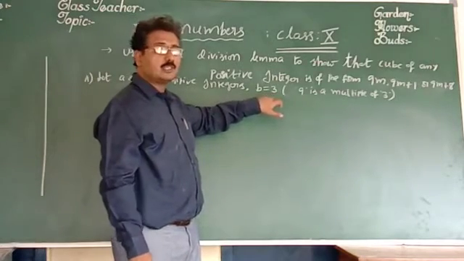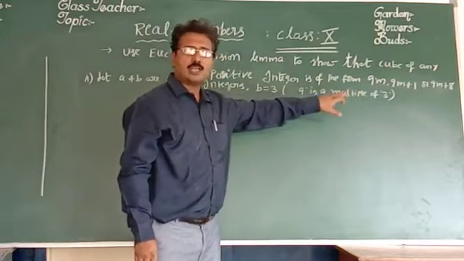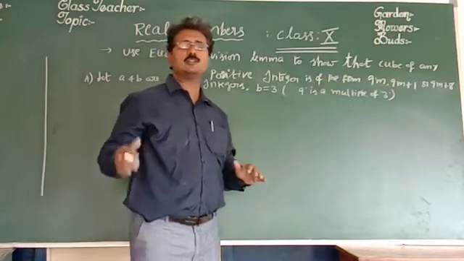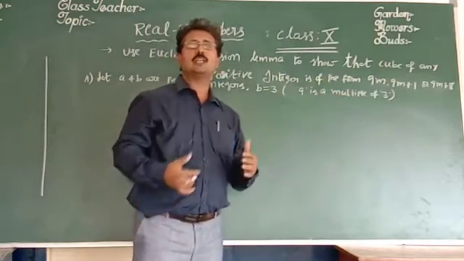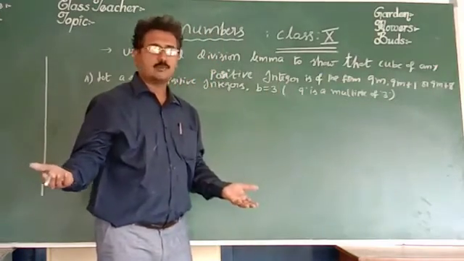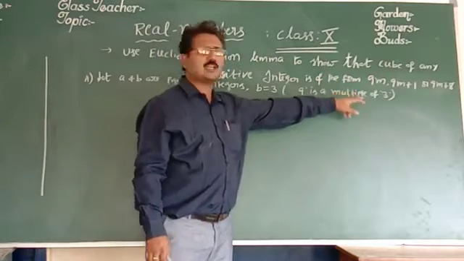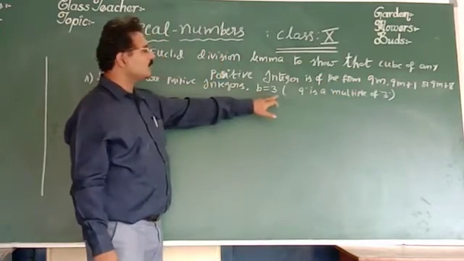Why do we write b is equal to 3 here? No need to write b is equal to 9. If you write b is equal to 9, the remainders are 0, 1, 2, 3, up to 8, and we have to write all of them. The problem is complicated. We can do it but it is complicated. Since 9 is a multiple of 3, instead of 9 we can write 3. So that's why b is equal to 3.